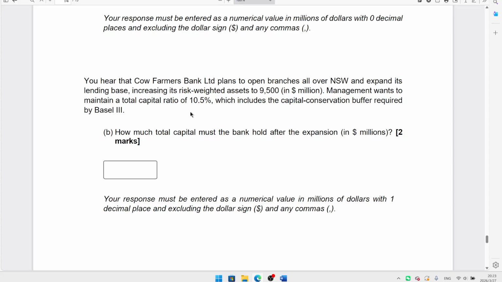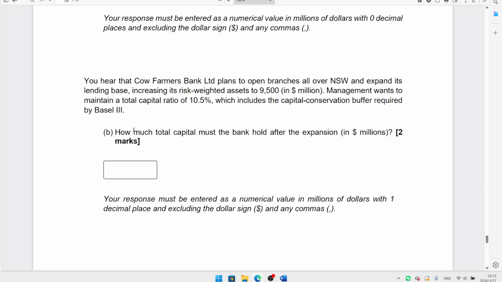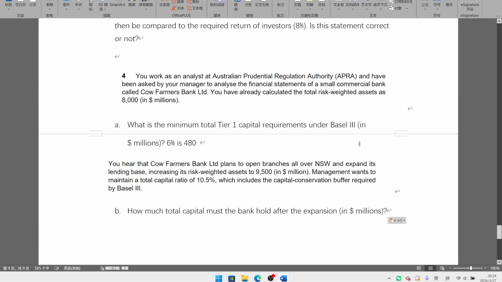Times 0.5% is 7.5. Weird. I'm just confused about questions on Basel because I've never seen that before. 996.5.